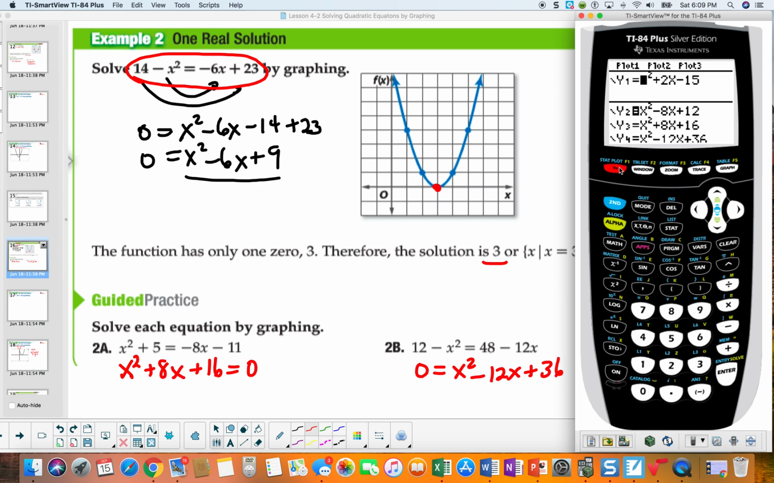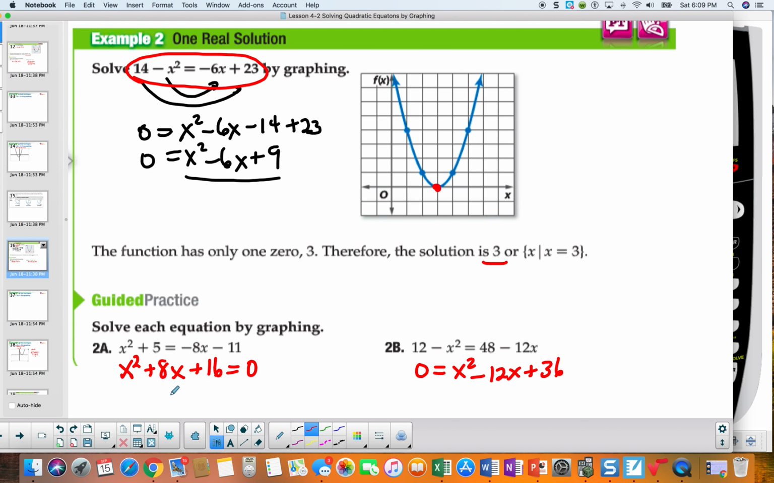I'm going to go to y equals. I'm going to turn this off. I'm going to go down, and here's my function right here. I'm going to turn it on and press graph. And it looks like it's only intersecting at one place, 1, 2, 3, and it looks like it's -4.